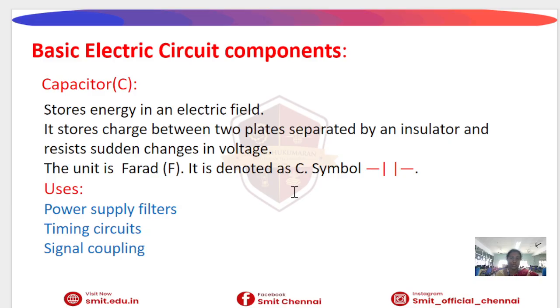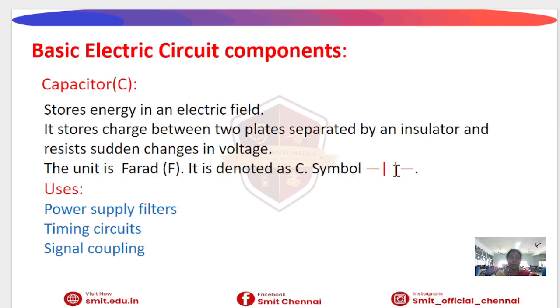The capacitor has two plates, so the symbol should be written like this. The capacitor has two plates separated by an insulator. So it stores charge between the plates. The capacitor opposes the sudden change in the voltage. For example, in mobile chargers, a capacitor smooths the DC output for the application. The main applications for the capacitor are power supply filters, timing circuits, and signal coupling.